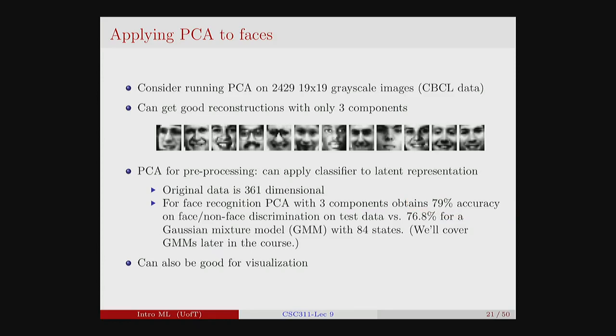And that's compared to a Gaussian mixture model on the original data, which gets you about 76.8% accuracy with about 84 states. And so we'll cover Gaussian mixture models later. So that's a pretty dramatic improvement for this very sparse projection.